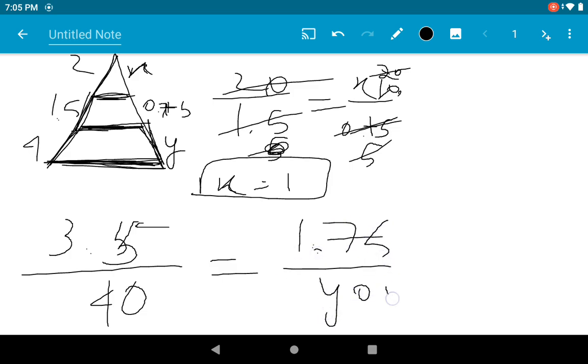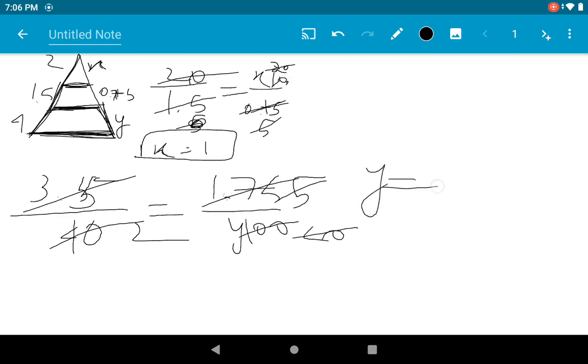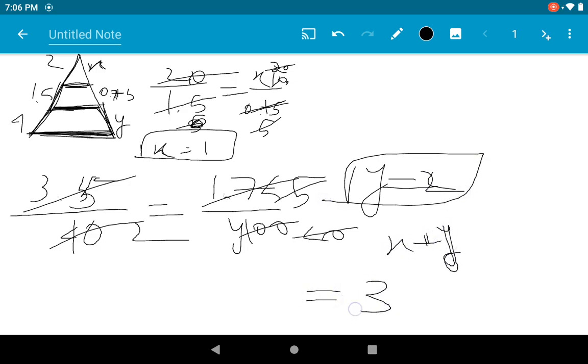So we can just divide that by 100. So I have this goes 5 times. This is 20, this is 2. So the value of y is coming out to be 2. So x plus y is going to be equal to 3. Next question.